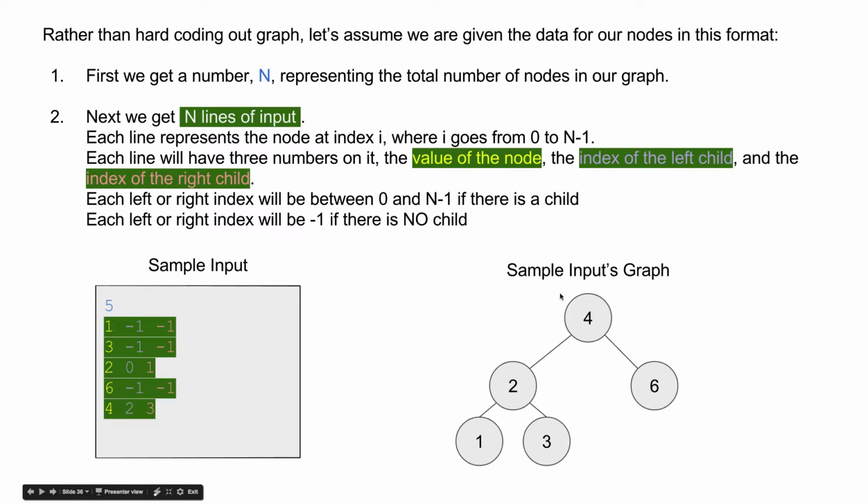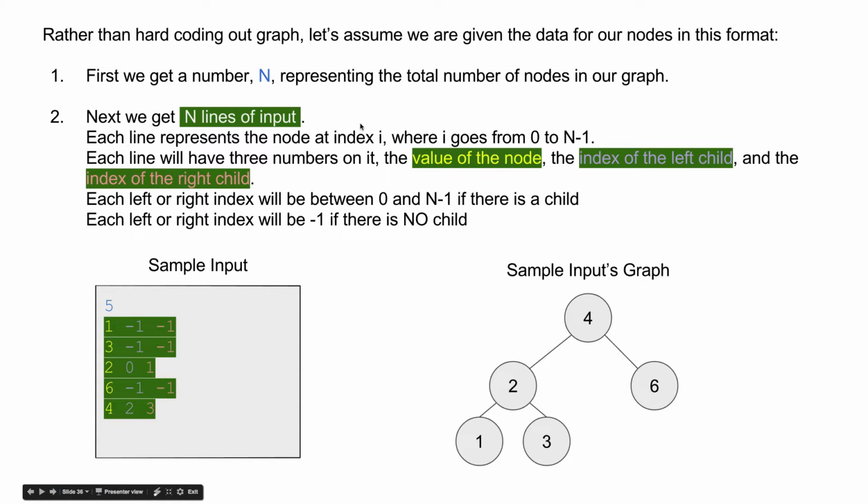But what I want to show you is that the sample input on the bottom right is what we're trying to create. This graph has 5 nodes. They have the values 1, 2, 3, 4, and 6. So you can see here that 4 has 2 children, the 2 and the 6 values, and 2 has 2 children, the 1 and the 3 values.